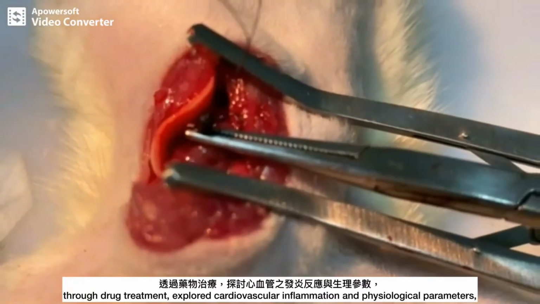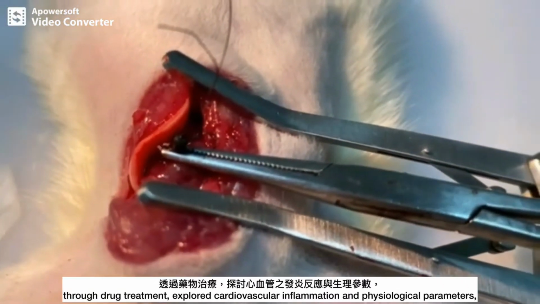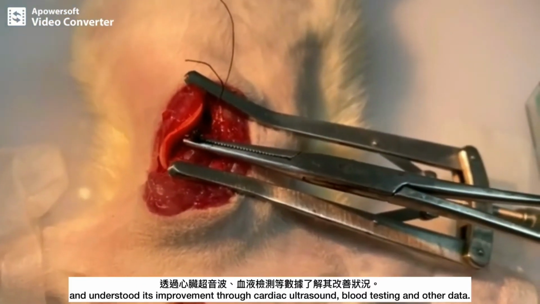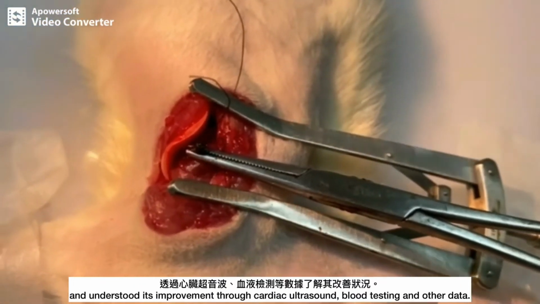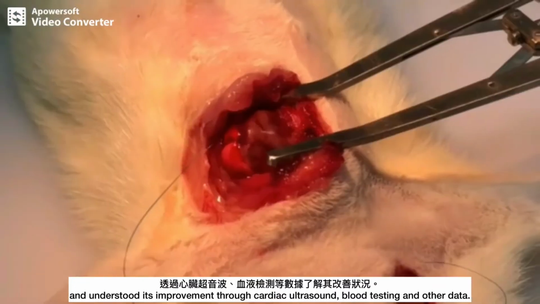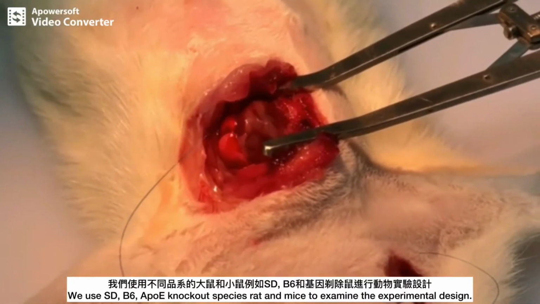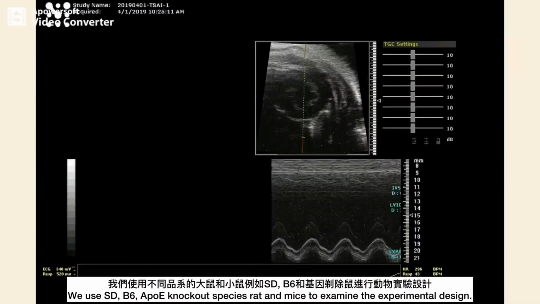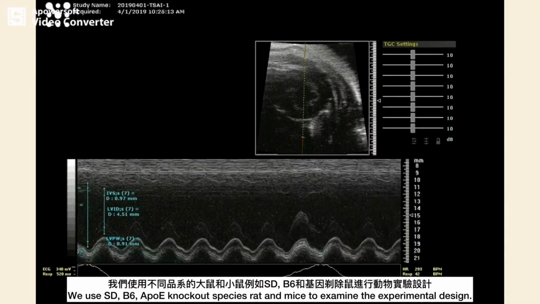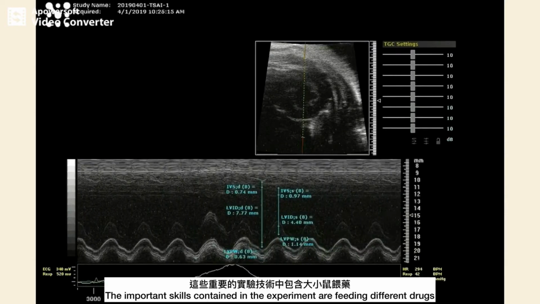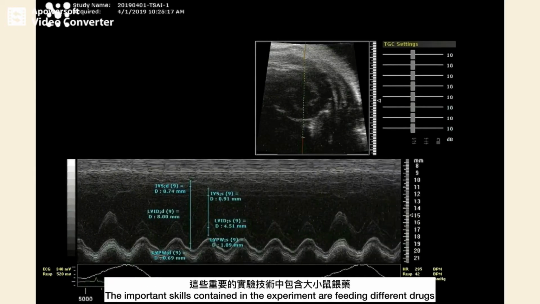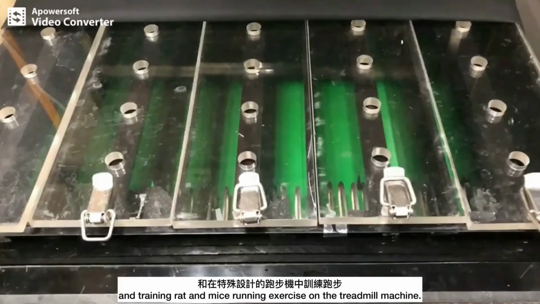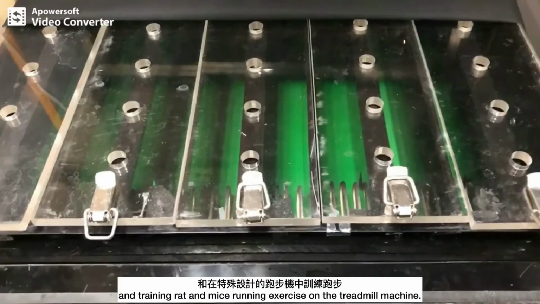In the animal experimental model, we established myocardial infarction model rats. Through drug treatment, we explore cardiovascular inflammation and physiological parameters, and understand its improvement through cardiac ultrasound, blood testing, and other data. We used SDB6 ApoE knockout species rat and mice to examine the experimental design. The important skills contained in the experiment are feeding different drugs and training rat and mice running exercise on the treadmill machine.